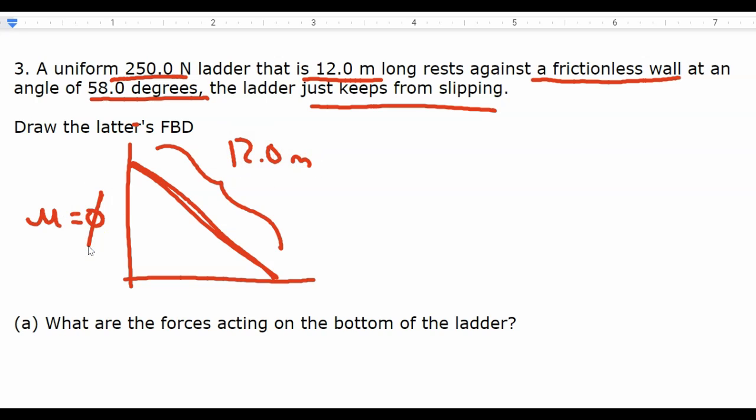I think the floor can't be frictionless, can it? No way. How could it not slide?